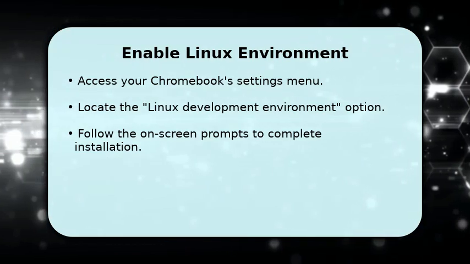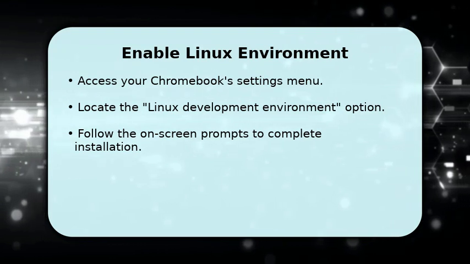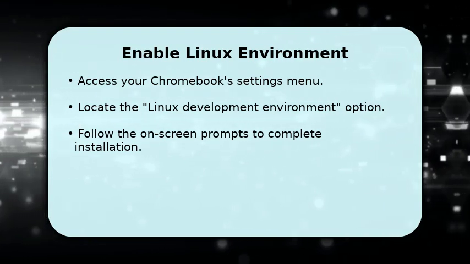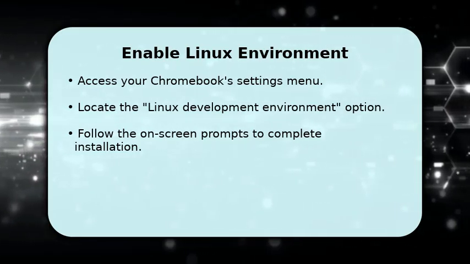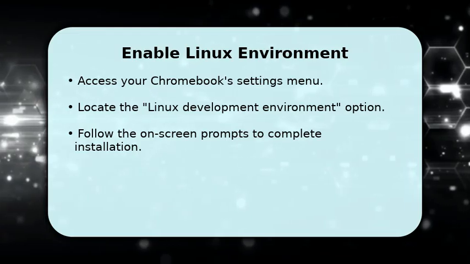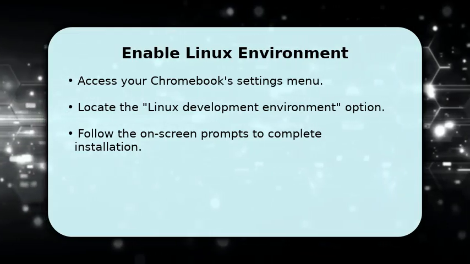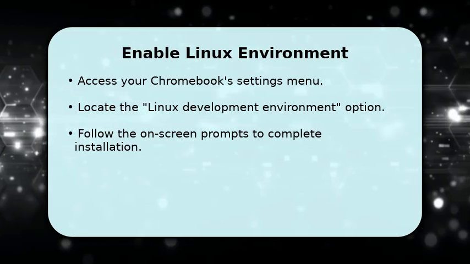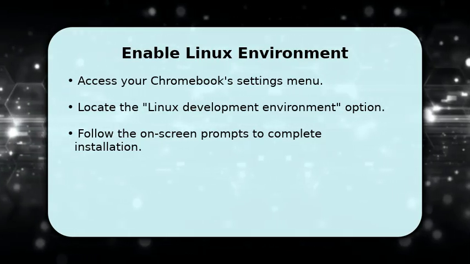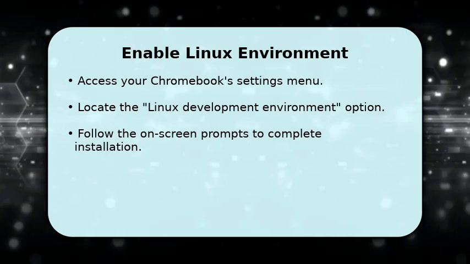First, you'll need to enable the Linux development environment on your Chromebook. Navigate to your device's settings, usually found by clicking the time in the bottom right corner. Look for the Linux development environment section and click Turn On. The system will guide you through the setup, which involves creating a username and allocating disk space. This step is crucial for running Minecraft.